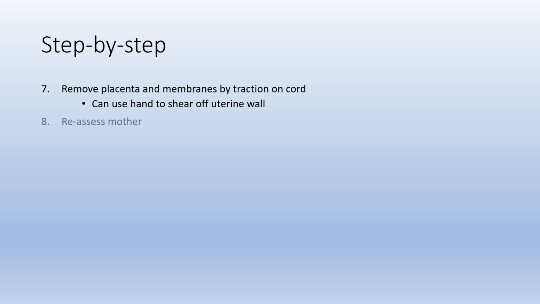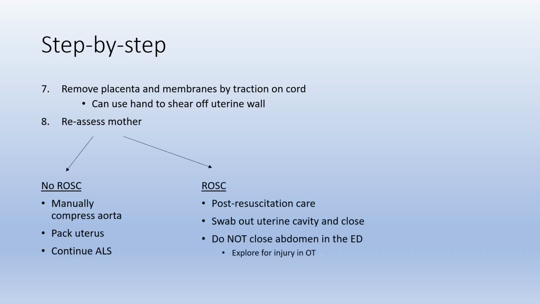At this point, you should reassess the mother, and the branches of the decision-making tree here will be whether there has been ROSC or no ROSC. So if you still haven't achieved ROSC at this point, manual compression of the aorta could be of benefit to the mother. I'd advise packing the uterus and just focusing on ongoing advanced life support for both mother and neonate.